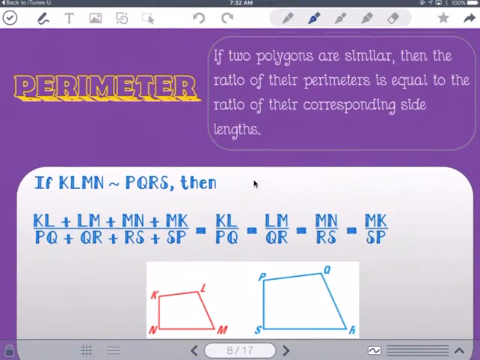All right. The last sort of thing we're going to be looking at is perimeter. So you can actually determine if 2 polygons are similar based on just their perimeters. So if you add up all the side lengths, and the ratio of the one to the left is equal to the one to the right, then you know that these two are similar. So if you look at the example there, if KLMN is similar to PQRS, then the perimeter of the one on the left is proportional to the one on the right. So then each piece is also going to be proportional to each other.